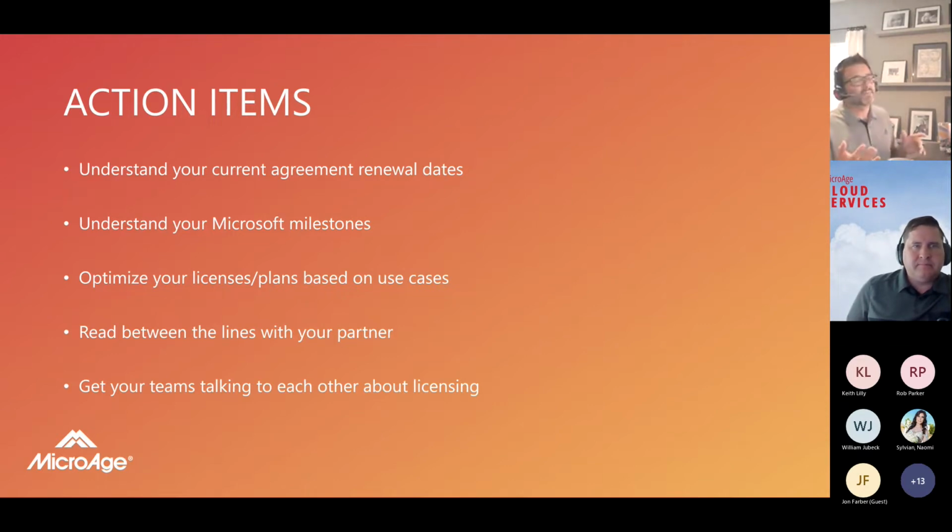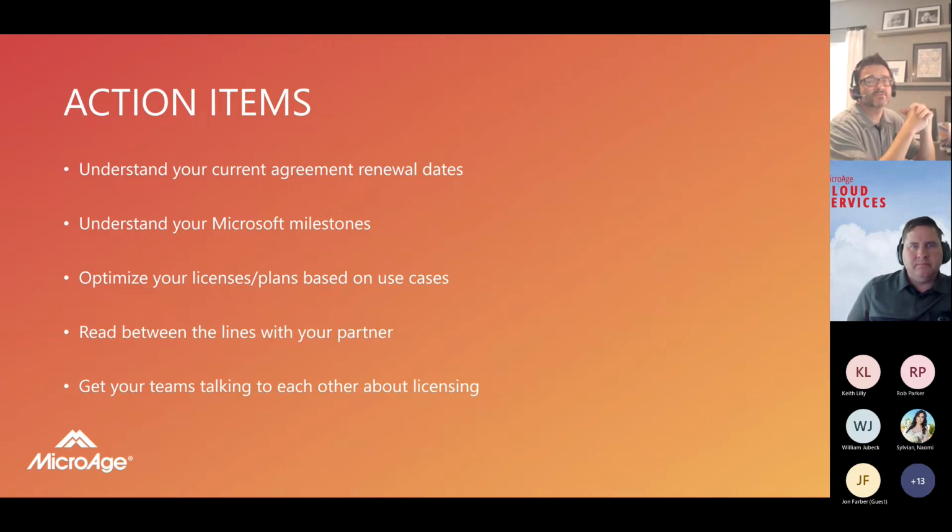So there are some larger clients out there that have multiple agreements, multiple programs, multiple renewal dates. And it's important that you get with a partner like MicroAge who knows how to get a consolidated report of all that information, and then we can walk through that with you. That's really step one in helping you determine a cost-effective way to get all of that consolidated, right? Get you to a more manageable state for your licenses, and then your Microsoft milestones.